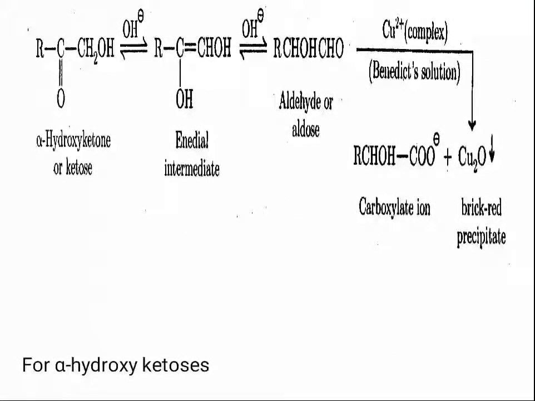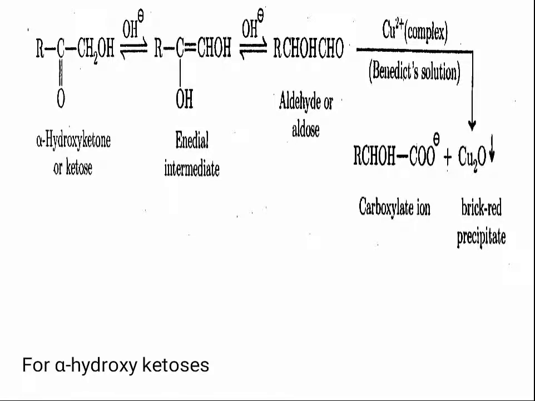Now in case of alpha-hydroxyketose, this is the structure of alpha-hydroxyketose. What is the alpha hydroxy? The alpha hydroxy means this is the ketone, and this is the alpha carbon. The alpha carbon of this ketone contains an OH, a hydroxyl group. This is called alpha-hydroxyketone.